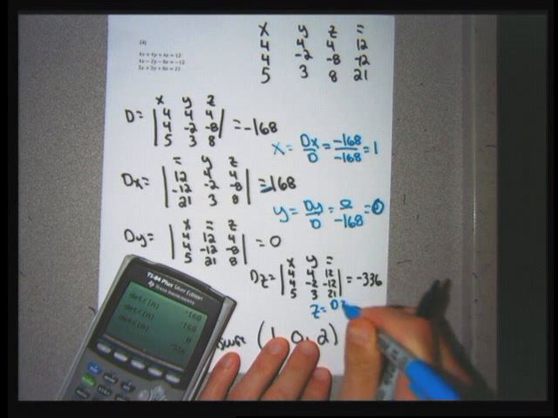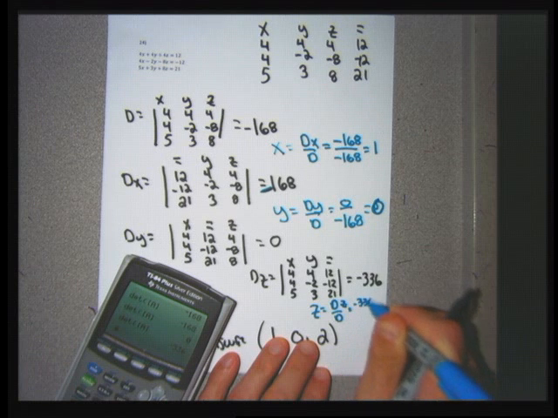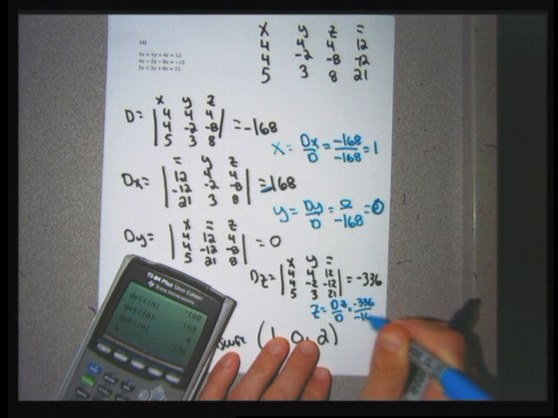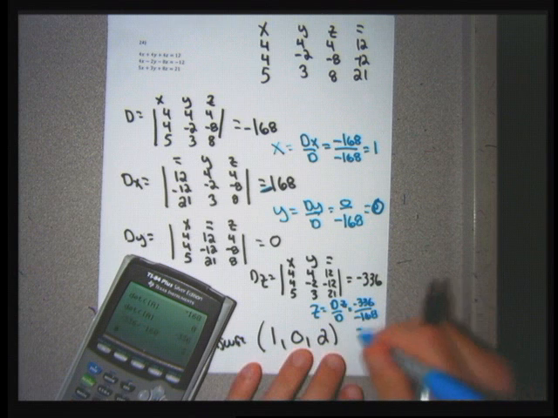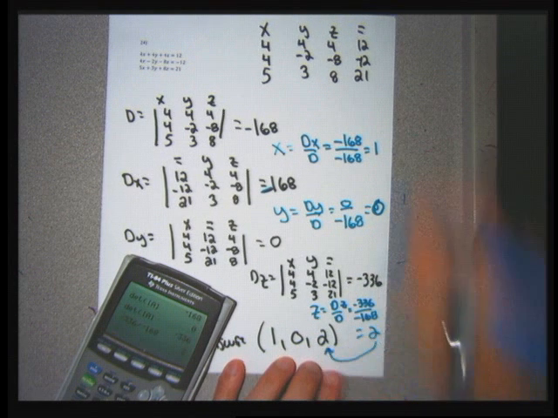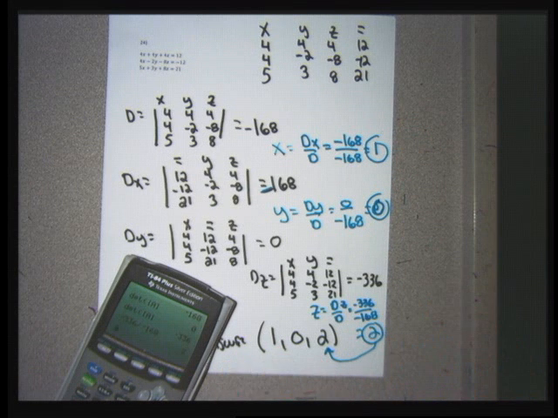is the d sub z number over my d, which is negative 336 over negative 168. And I'll do that in my calculator. Go negative 336 divided by negative 168. And my calculator tells me that that's 2, and that's exactly what I hoped. X equal to 1, y equal to 0, z equal to 2. That's what I'm supposed to get. That's what I got, so that's perfect.